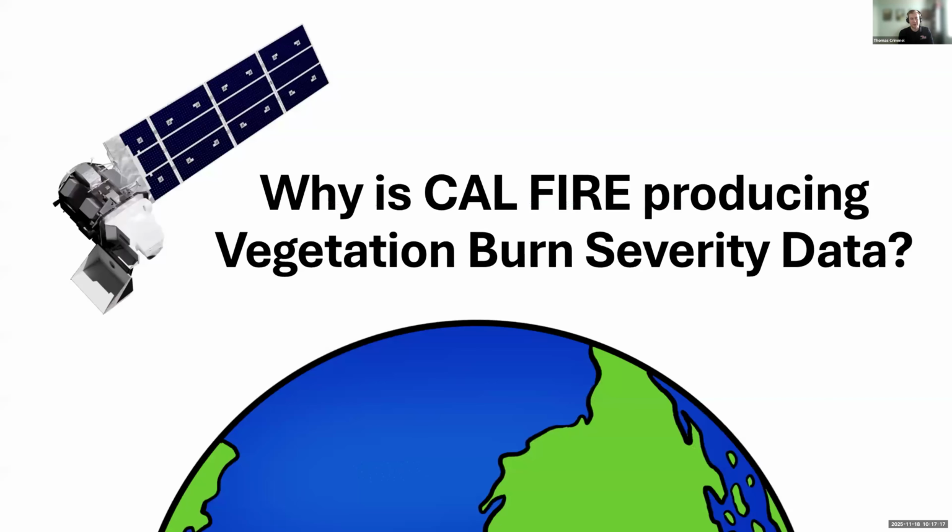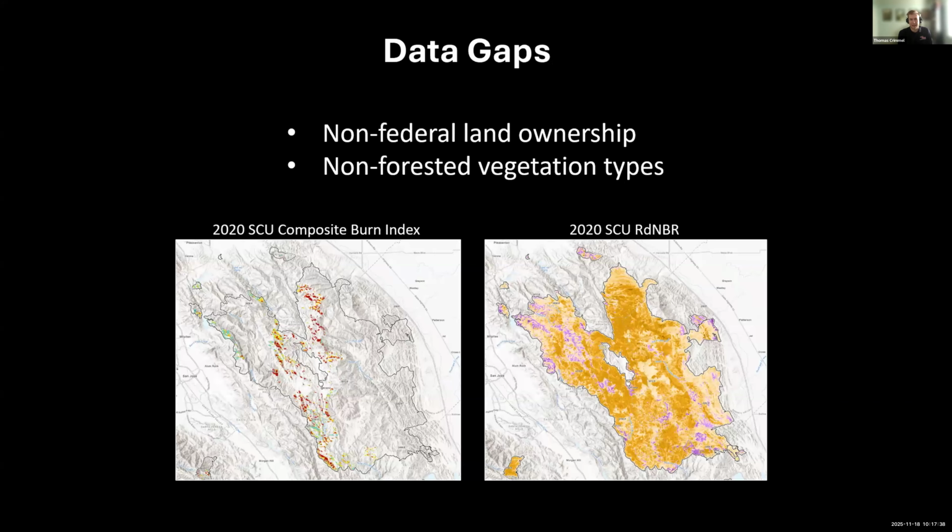So now knowing what burn severity is, there's a question of why is CAL FIRE producing burn severity data? As people who work with this data might know, USGS and the U.S. Forest Service already produce and put this data out through the RAVG and MTBS programs. But there are several issues with that for the state. Primarily, the data that those programs produce is for federal land ownership and focused on U.S. Forest Service lands and BLM lands.